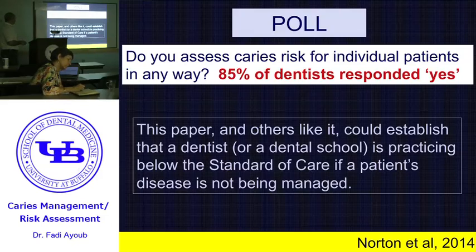All right, so the poll was asking dentists, and the researcher said, do you assess caries risk for individual patients in any way? 85% of dentists responded yes. So the paper is saying you could probably establish that a dentist or dental school is practicing below the standard of care if a patient's disease is not being managed. I'm not sure if 85 is high or low, it cannot be 100%, but their finding was that we may be practicing below the standard of care.